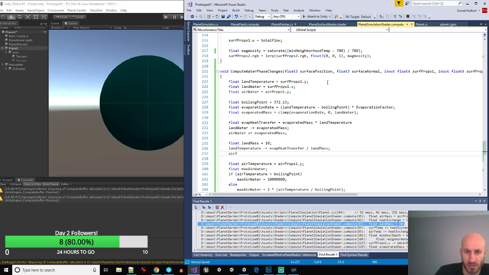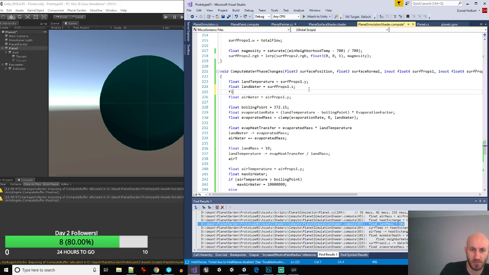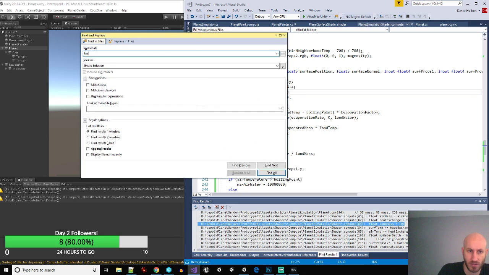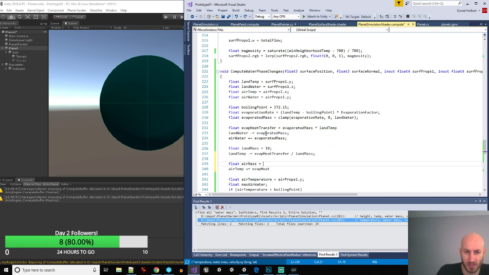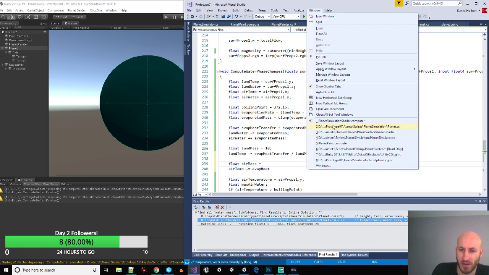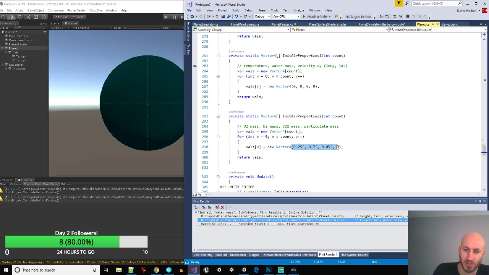And air temperature. Load air temp equals air props 1 to x. That's where I get that temperature. That's where it's stored. Air temp is gonna plus equal the heat divided by the new air mass. I need the new air mass equals. So, how much mass do we have here? I initialize this stuff. Oh, there's some mass. Look at that. Relative proportions.